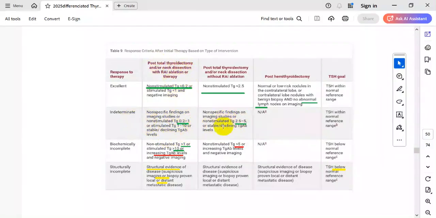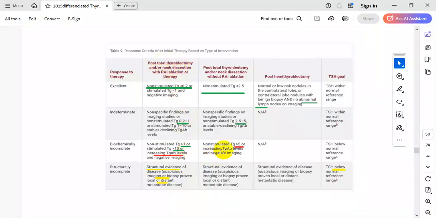in patients without RAI ablation, non-stimulated thyroglobulin between 2.5 and up to 5, or stable and declining thyroglobulin antibody levels. Biochemically incomplete is if the non-stimulated thyroglobulin is more than 1 and stimulated thyroglobulin more than 10, or increasing thyroglobulin antibodies, or negative imaging for patients with total thyroidectomy or neck dissection with radioiodine therapy.